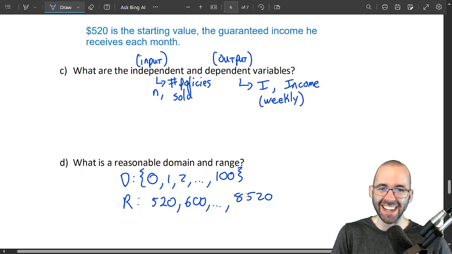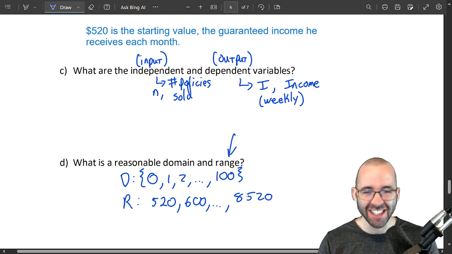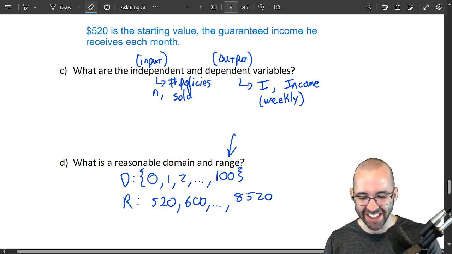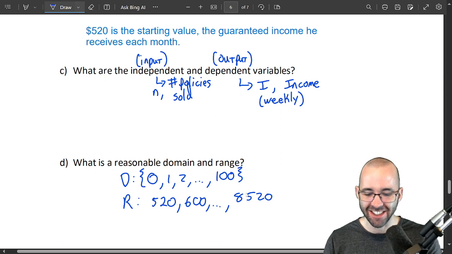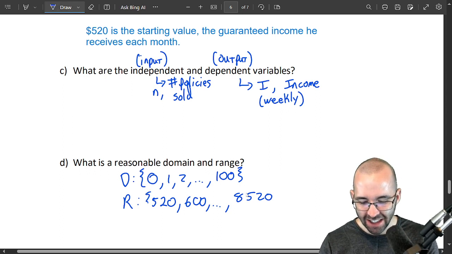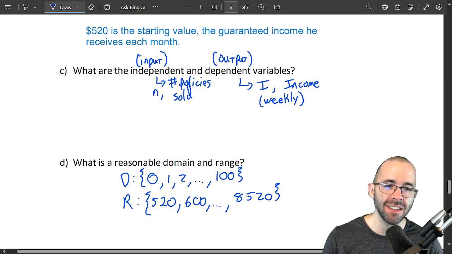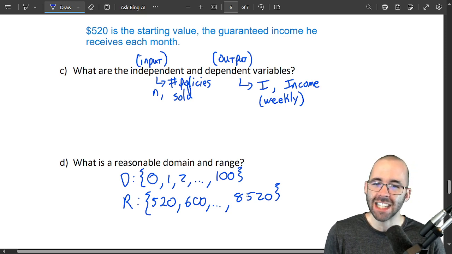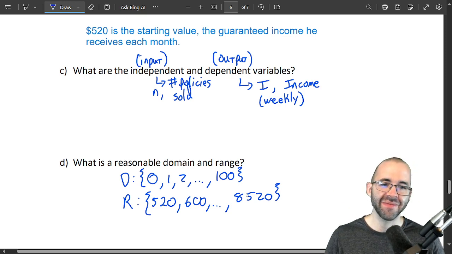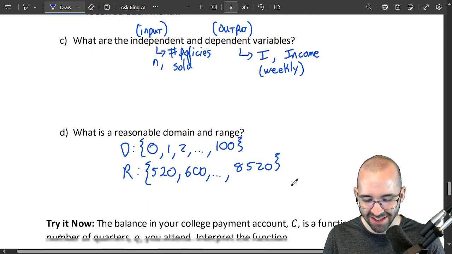I'll take that. Okay, so this is way too big. This is way too big, but it doesn't matter. There's no way he's selling 100 insurance policies. And again, if you answered in interval notation here, I'd probably give it to you. Even though it's technically not right, but it gets the point across.